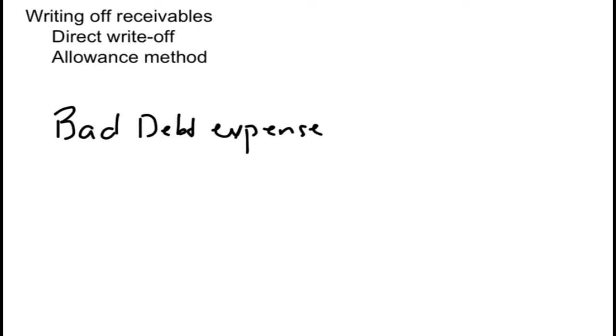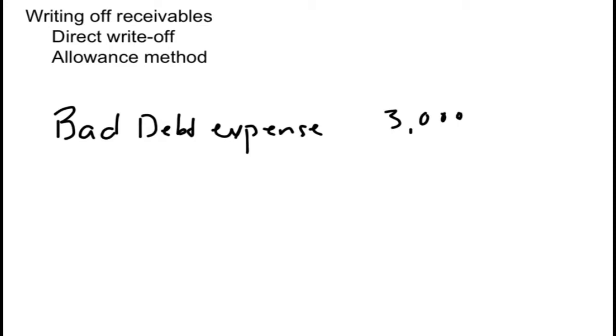If you are operating under the direct write-off method, then the entry that you're going to make would look something like this. You're going to have an account called bad debt expense, and let's say that account was for $3,000. That shows the part that was bad debt. We increase that expense account with a debit of $3,000.